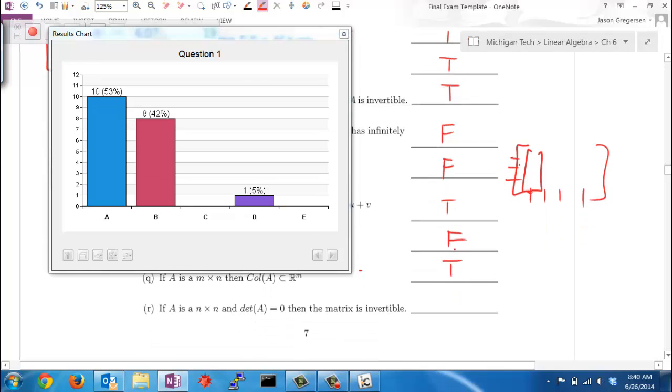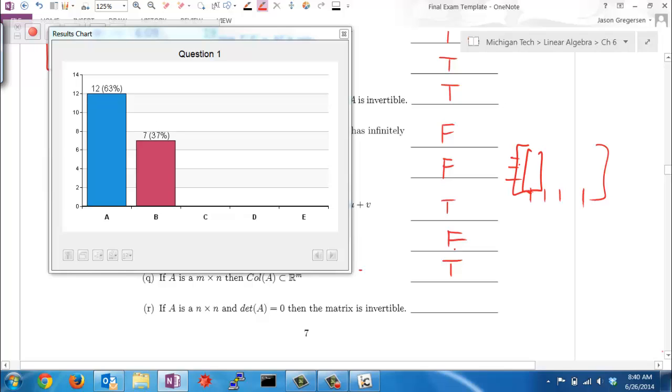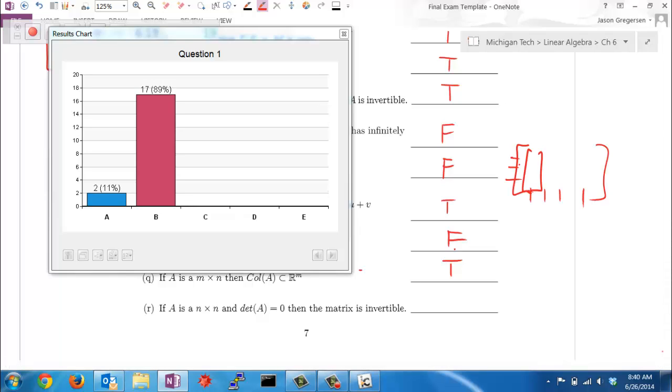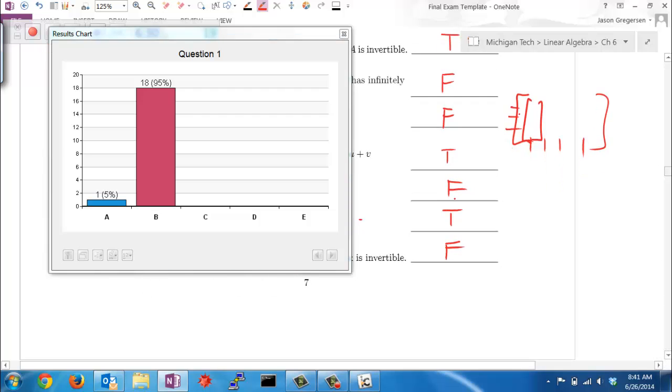Okay. If A is an N by N and the determinant of A is 0, then the matrix is invertible. The determinant is 0. What does that tell us about the invertibility? Is it invertible or is it not invertible? False. This one's correct. All right. So you just want to maybe think about the definition of the inverse of a 2 by 2.